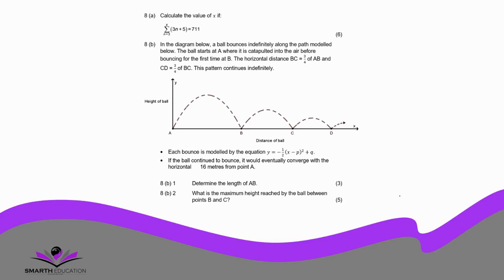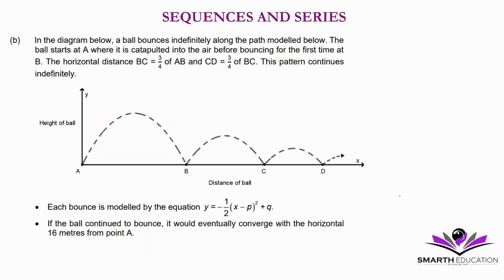Welcome back. Let's do question 8b2. In the diagram below, a ball bounces indefinitely along the path modeled below. The ball starts at A, where it is catapulted into the air before bouncing for the first time at B. The horizontal distance BC is 3/4 of AB and CD is 3/4 of BC. This pattern continues indefinitely.